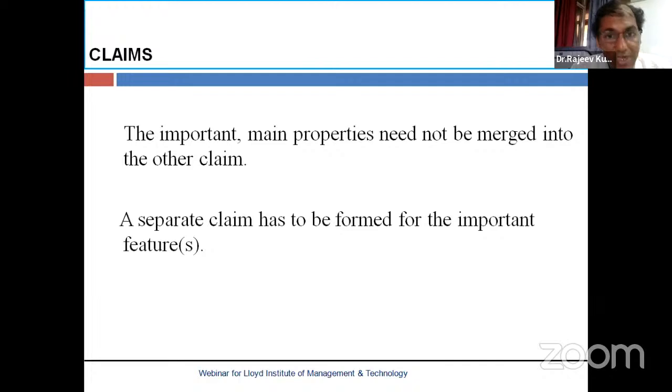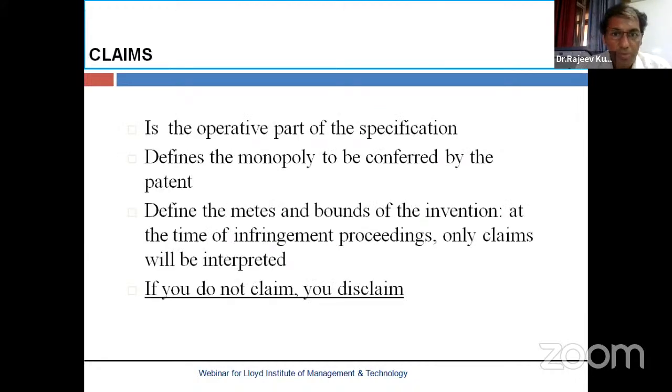Because if you are not enabling your claim, आप बोल रहे हो कि इसमें एंटीवायरल भी है और एंटीपायरेटिक भी है, एनाल्जेसिक भी है, बट डिस्क्रिप्शन में तुमने सपोर्टिंग डाटा दिया ही नहीं, तो आपका क्लेम यहाँ पे रिजेक्ट हो जाएगा. Your claim will be rejected, and claims are actually the legal part of your patent. So you cannot have any right of a compound which is having similar property if your claim gets rejected. So it is the operative part of specifications, claims, and defines the monopoly to be conferred by the patent.